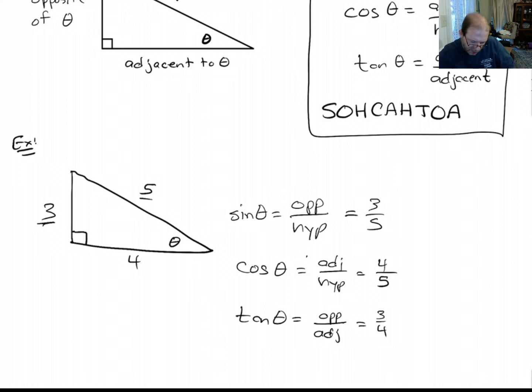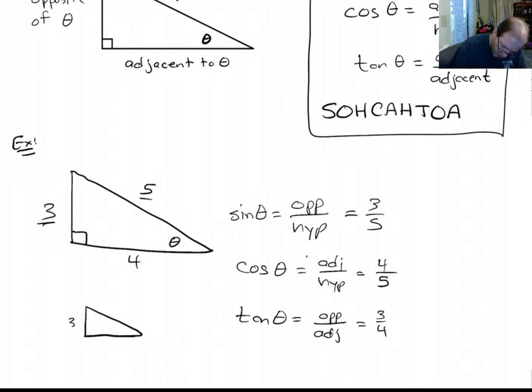You know, I drew this 3-4-5 triangle. If I were to draw another 3-4-5 triangle, and I called this theta again, then the sine, cosine, and tangent of that theta down here is going to be the same as this one up here because they're similar triangles and therefore the ratios are going to be the same. So the reason that it works to define sine, cosine, and tangent just for the angles is because of similar triangles.